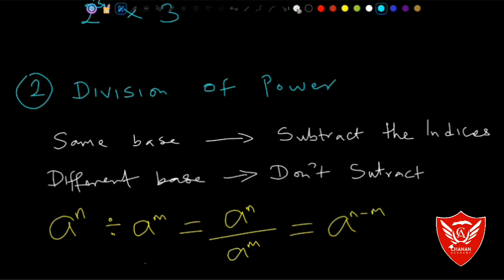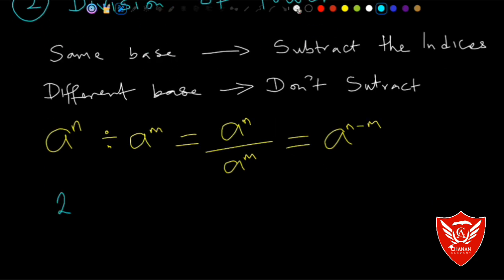So let's take an example. Suppose we have 2 raised to the power of 3 divided by 2 raised to the power of 2. This is going to give us 2 raised to the power of 3 minus 2, which is then equal to 2 raised to the power of 1.